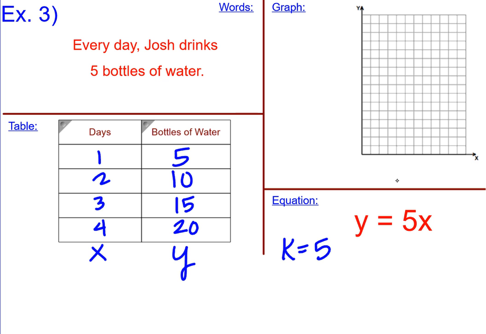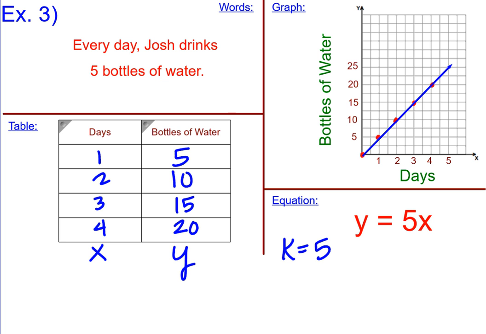Then we're going to go over here to our graph and we're going to put our labels of days and bottles of water, and we're going to add our numbers along our graph so that we can graph it. And then now we're going to put these points in. Now remember, we said all proportional relationships start at 0, 0. It must start at 0, 0. We'll put these other points on our graph, 1, 5, 2, 10, 3, 15, and 4, 20. And then we're going to draw our line from that proportional 0, 0 all the way out into a straight line, and we show our proportional relationships.